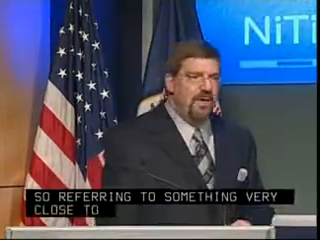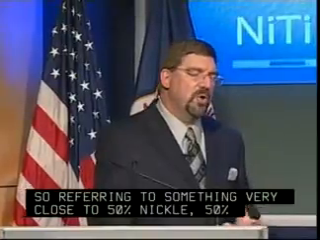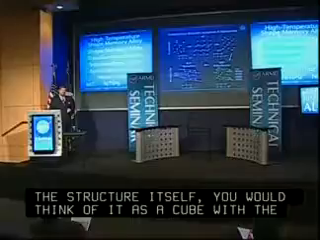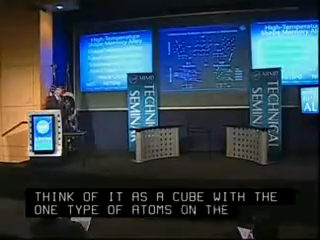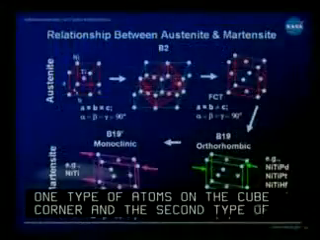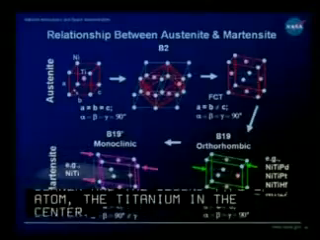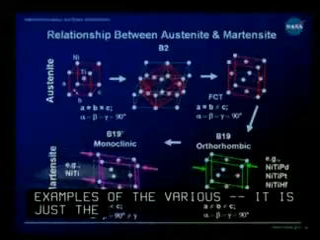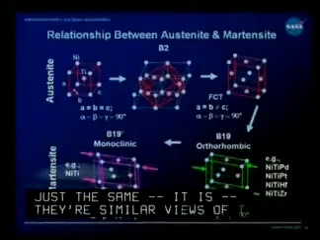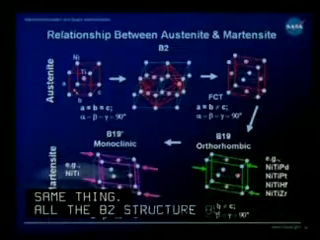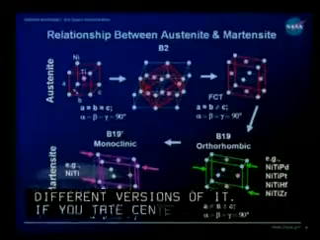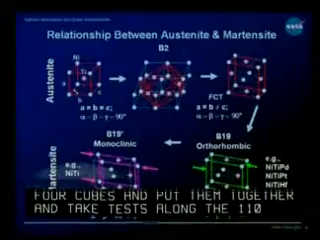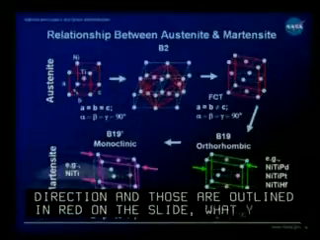The structure itself, you would think of it as a cube with the one type of atoms on the cube corners and the second type of atom, for example, titanium in the center. Now, the top row of figures are all just similar views of the same thing. It's all the B2 structure, but different versions of it. If you take the center section, you take 4 cubes and put them together and take cuts along the 110 direction, and those are outlined in red on the slide. What you'll end up with, and you pull that out, you'll end up with a face-centered tetragonal cell.